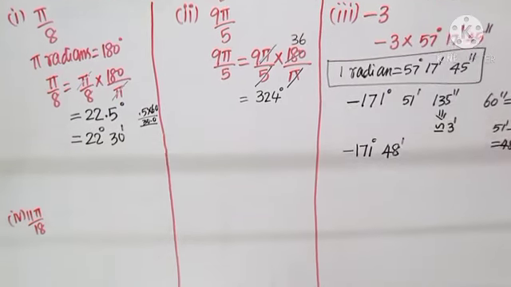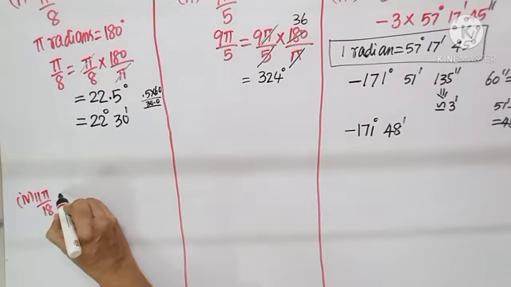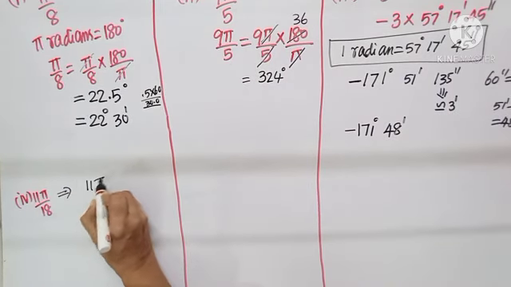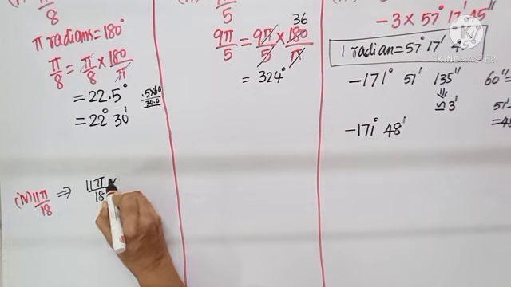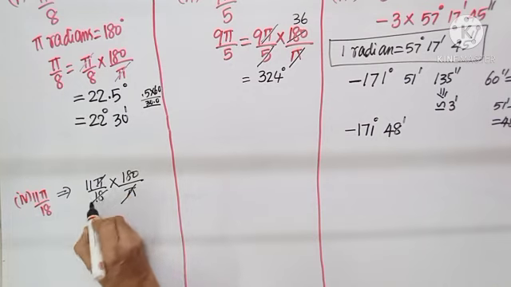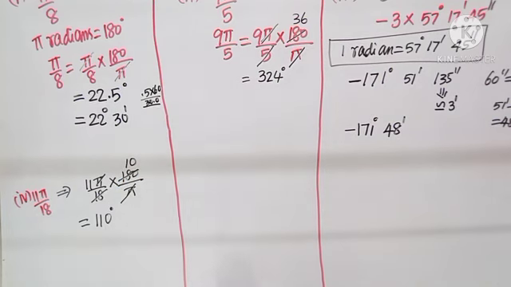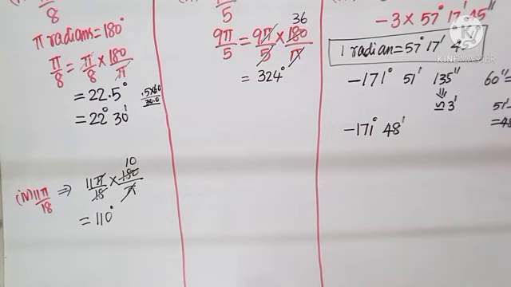Question number 4. 11 pi by 18. Same pattern. 11 pi by 18 multiply by 180 by pi. Pi cancels, 18 goes into 180 ten times. So my answer is 110 degrees. 110 degrees is my answer.